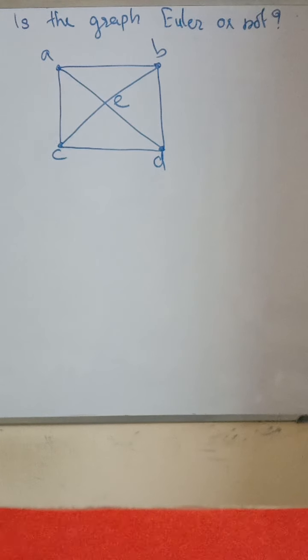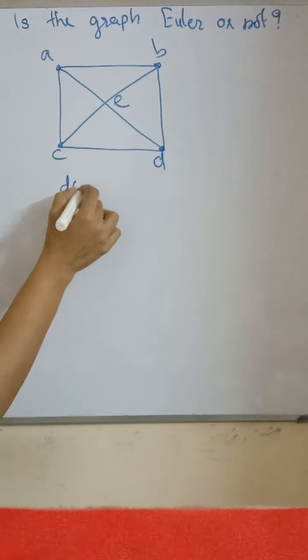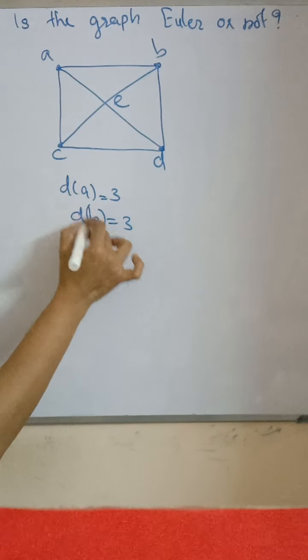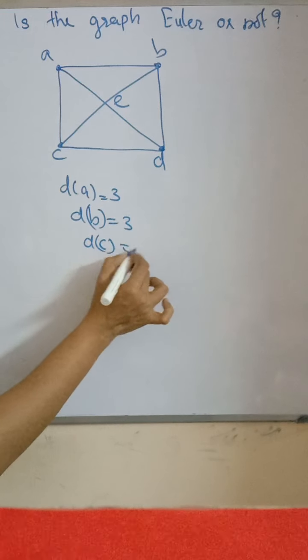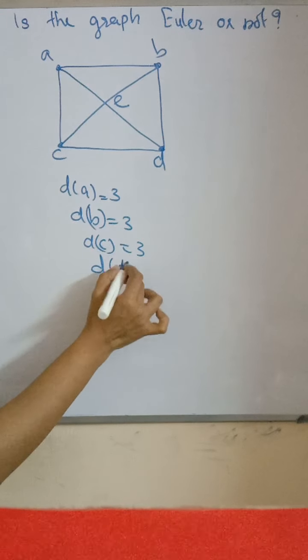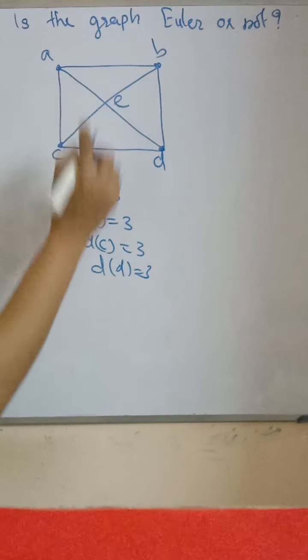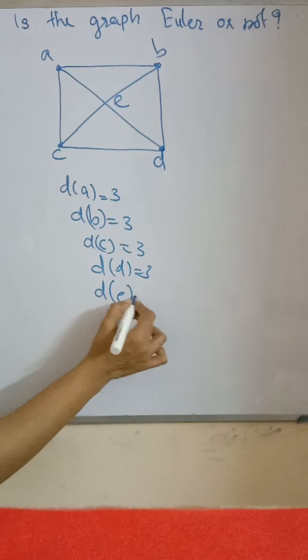Is the graph Euler or not? If the graph is Euler, then we have to find an Euler path. Before that, you must check the degree of each vertex. Degree of A is 3, degree of B is 3, degree of C is 3, degree of D is 3, and what about the degree of E? Degree of E is 4.